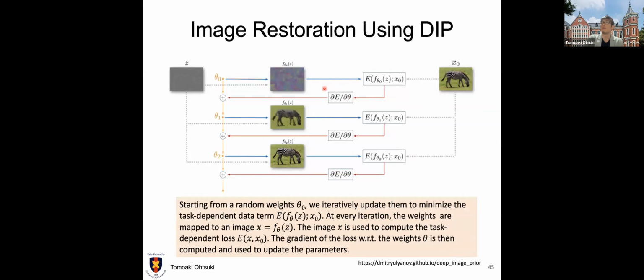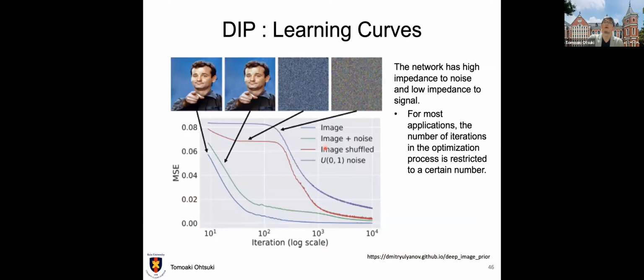So the algorithm is like this. In this technique, we don't use the training data. The input is just, in this case, random weights, just like noise. Then we iteratively update and get an image similar to the target image. The idea behind this is the difference of learning curves, which comes from the structure of the deep neural network.